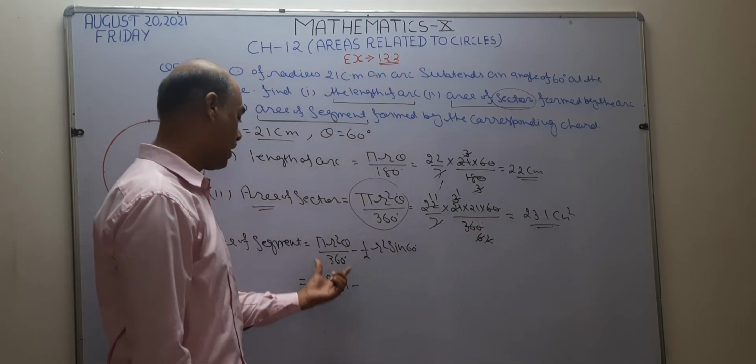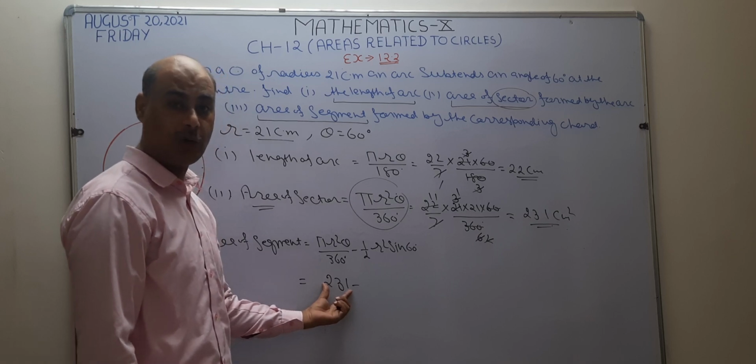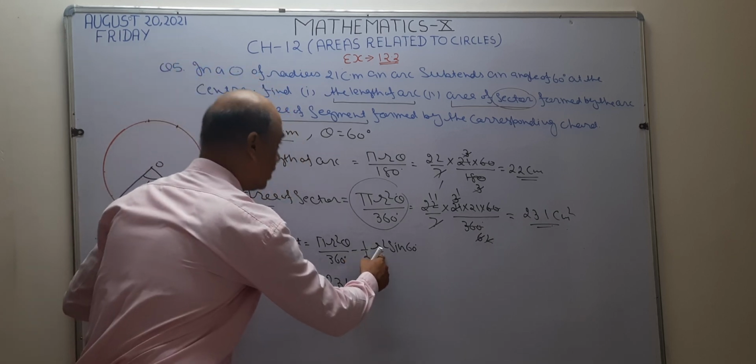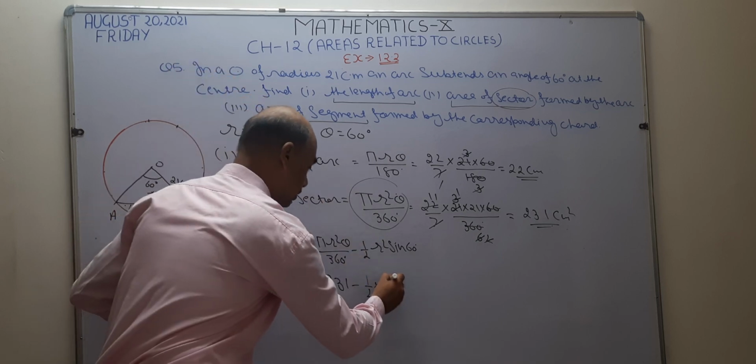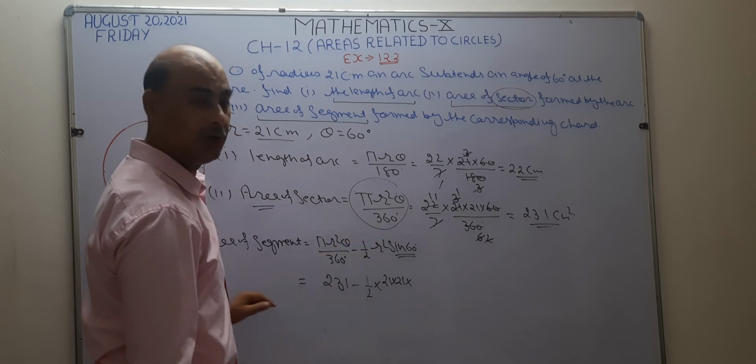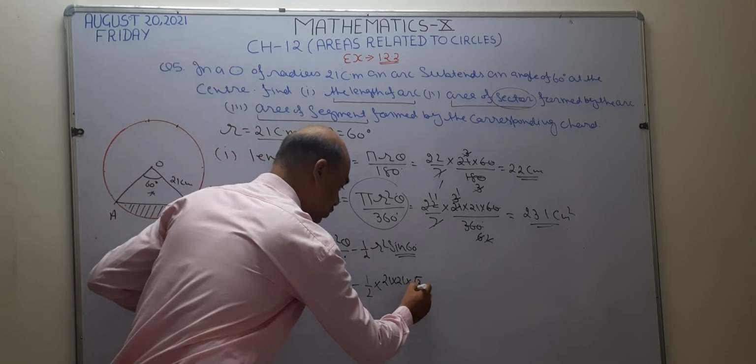So instead of this formula I will write 231. Okay, I hope it is clear. After that 1/2 r square. R square means 21 into 21, and you know the value of sin 30.